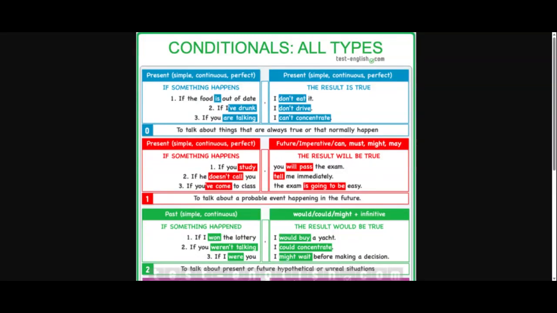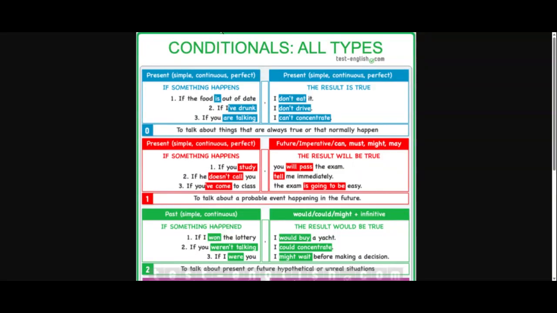If you are cold, put on your jacket. Si tú sientes frío o estás frío, ponte tu chaqueta. Utilizamos el presente más el imperativo. Y ahí estamos hablando de la zero conditional. Then, in the first conditional, we have simple present plus future. What does it mean? We use those conditional to talk about a probable event happening in the future. Un evento probable que puede pasar en el futuro.